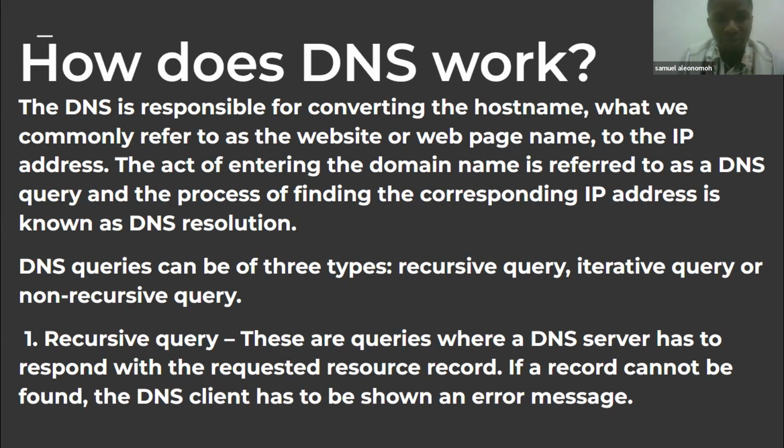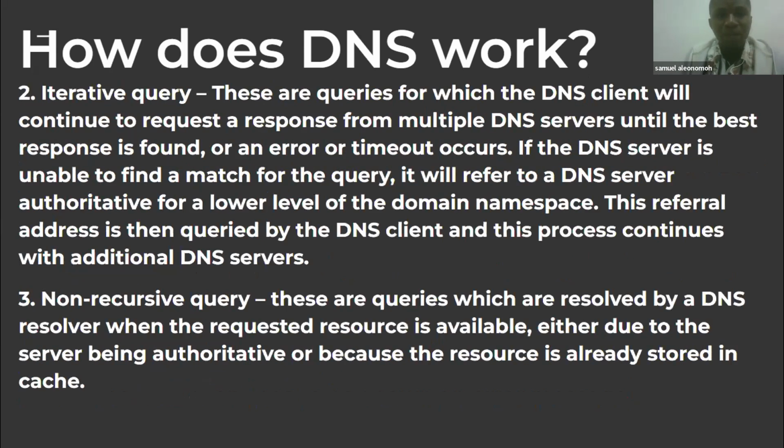Let's talk about the recursive query. These are queries where the DNS server has to respond with the requested resource record. If a record cannot be found, the DNS client has to be shown an error message. Now, the iterative query. These are queries for which the DNS client will continue to request a response from multiple DNS servers until the best response is found, or an error or timeout occurs. If the DNS server is unable to find a match for the query, it refers the client to a DNS server authoritative for a lower level of the domain namespace. This referral address is then queried by the DNS client, and this process continues with additional DNS servers.